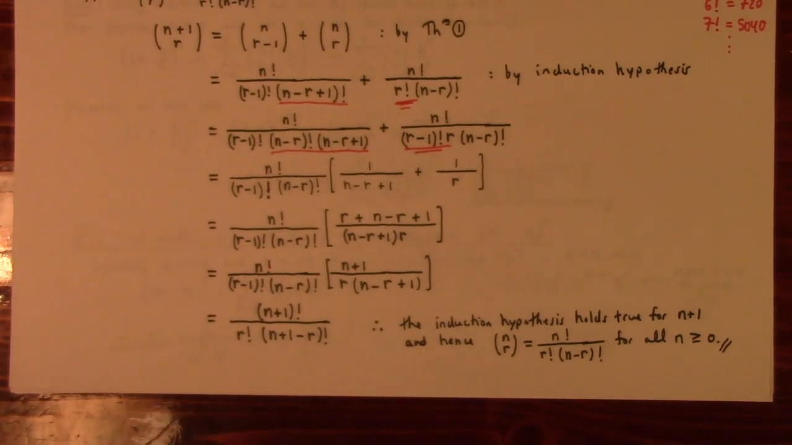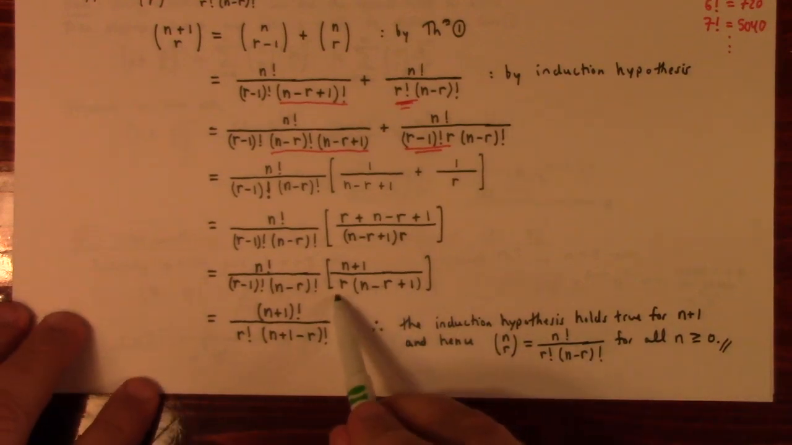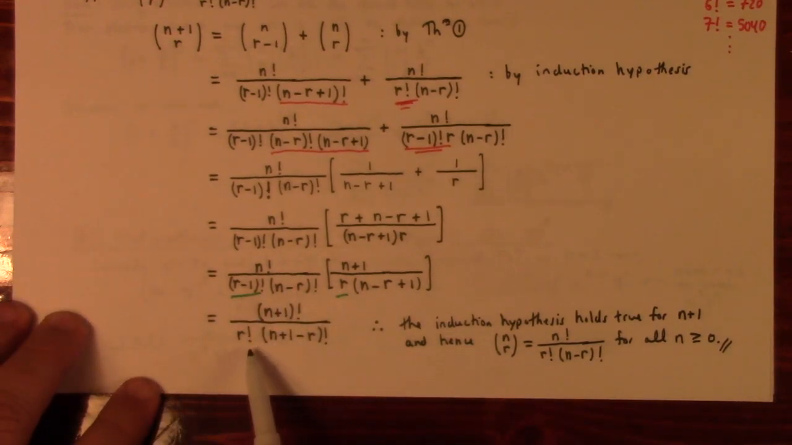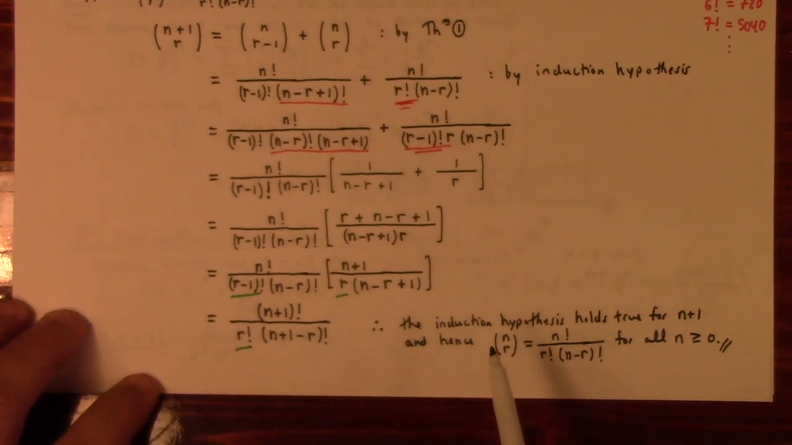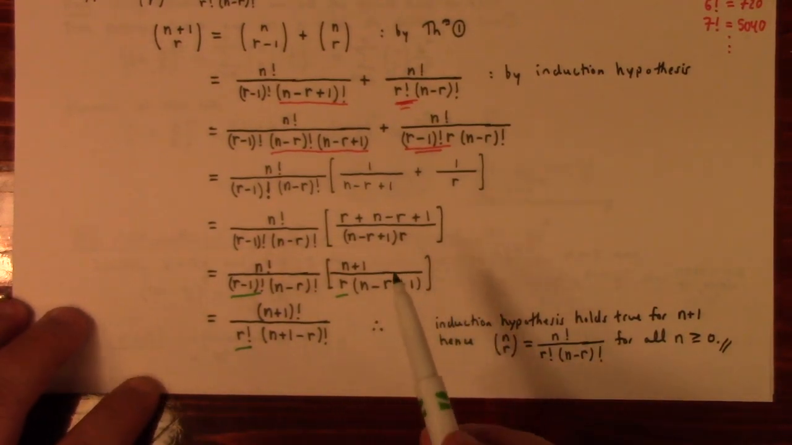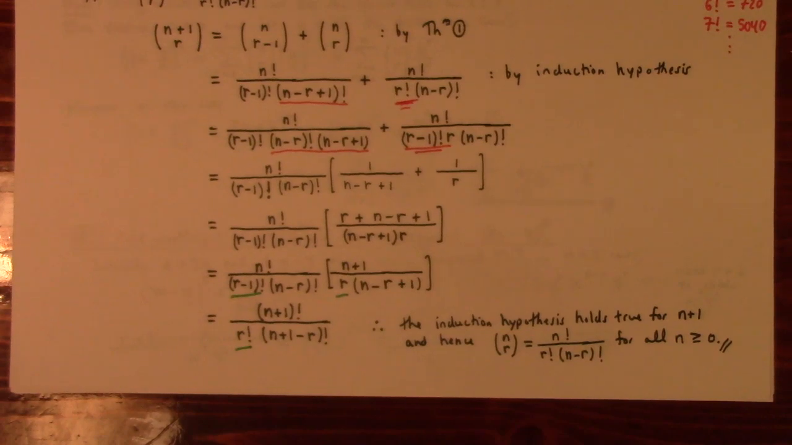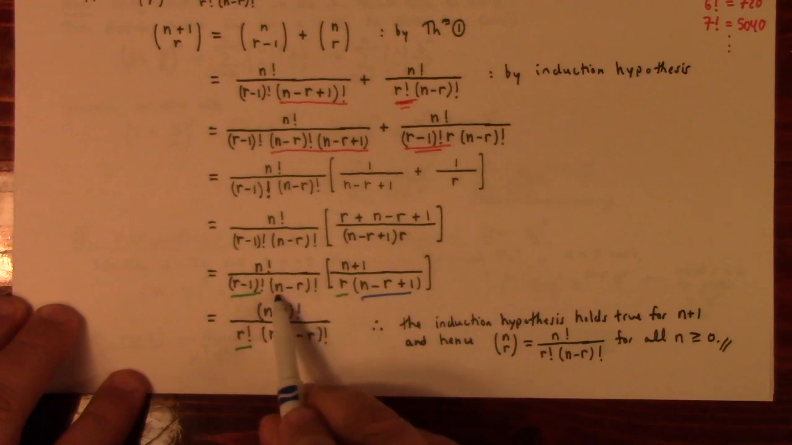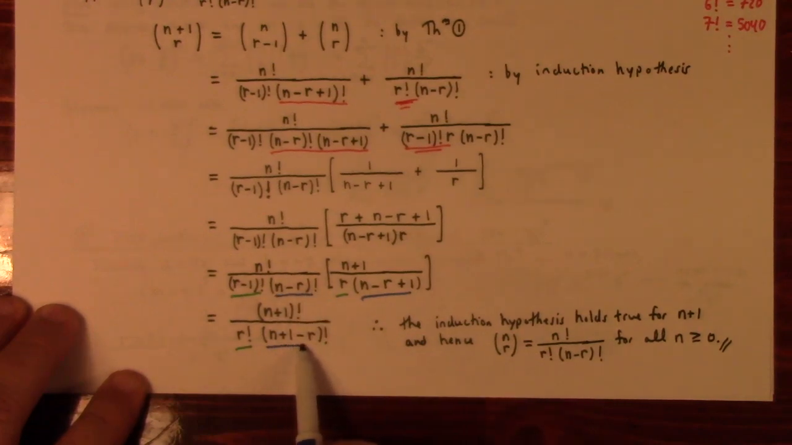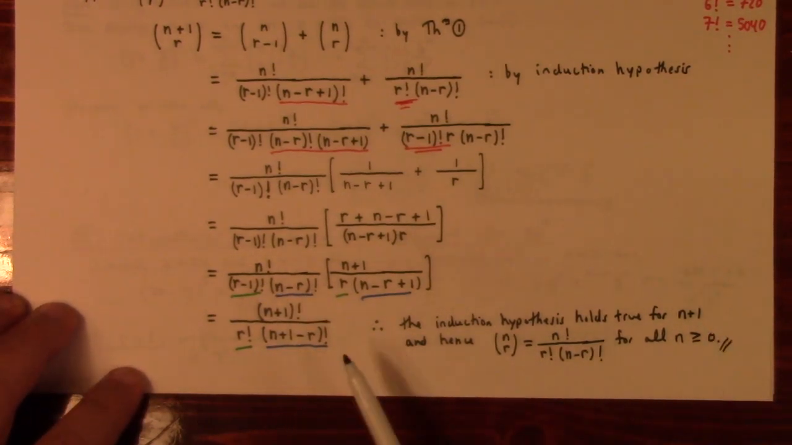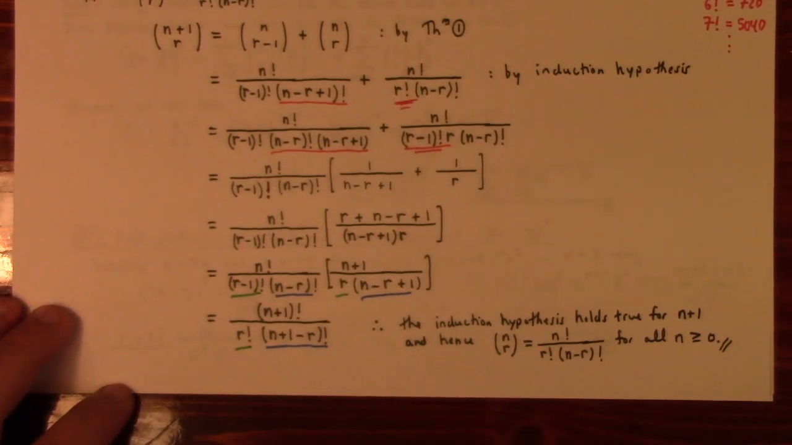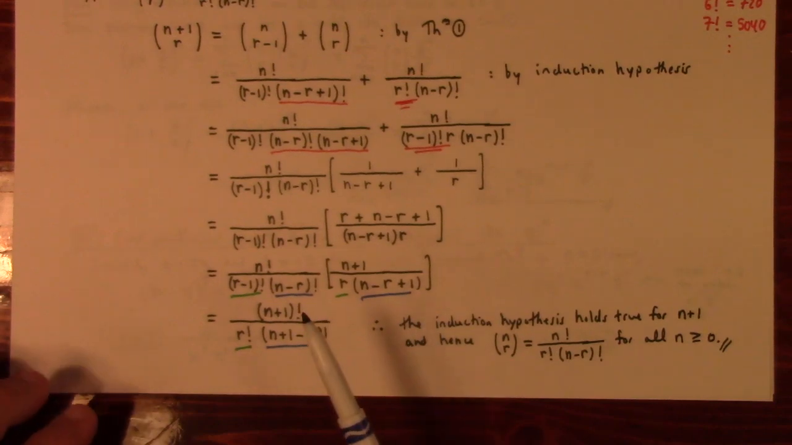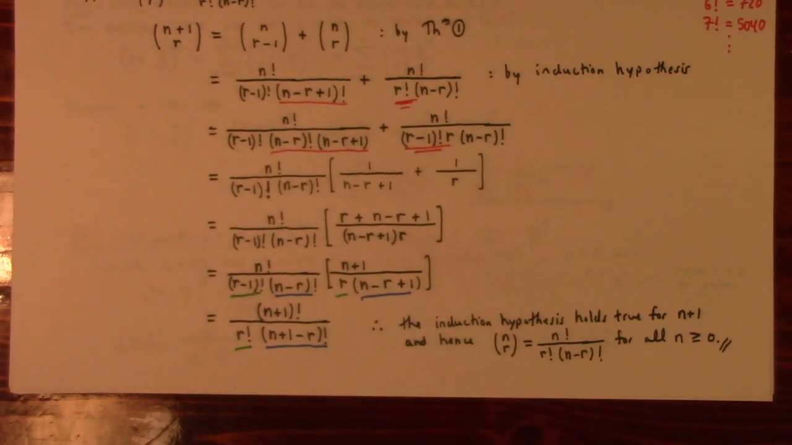Here, I'll do some color coding again. So I take this guy here, and that guy there, and I put them together to give me r factorial. And I take this one and that one, put them together to give me that by the definition of factorial. But then this is exactly what I want. This is the formula for n plus 1 choose r.